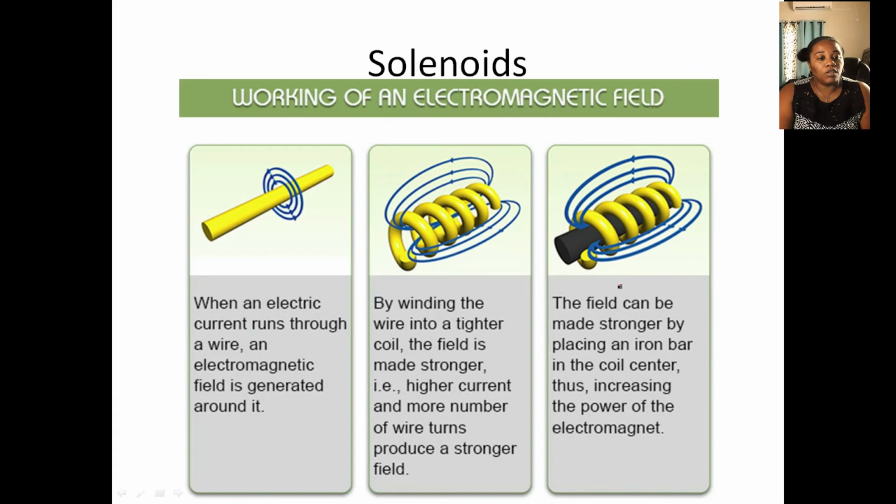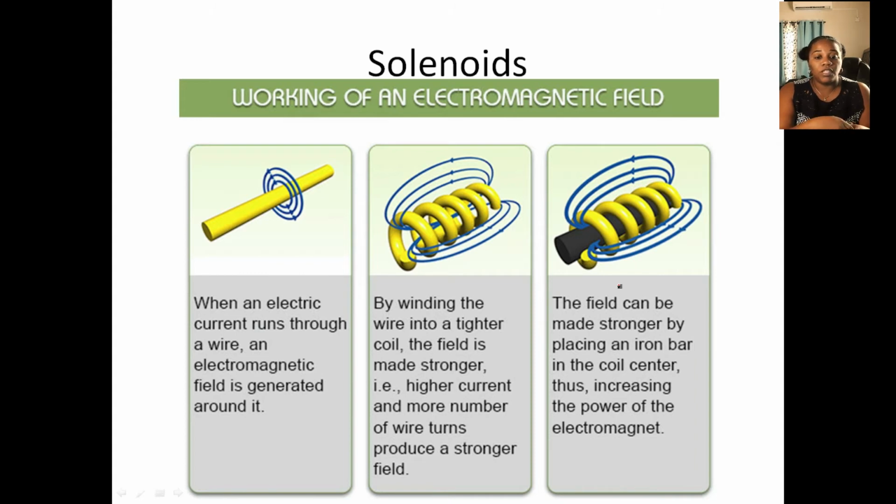So the working of an electromagnetic field. When an electric current runs through a wire, an electromagnetic field is generated around it, like what we were doing with the right hand grip rule. Now if you take that wire and make it into a coil, the same way you see in the first picture, this makes the magnetic field stronger, right? So it says by winding the wire into a tighter coil, the field is made stronger, that is higher current, and more numbers of wire turns produce a stronger field.